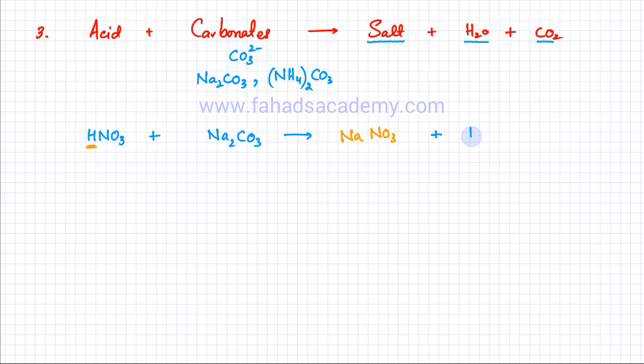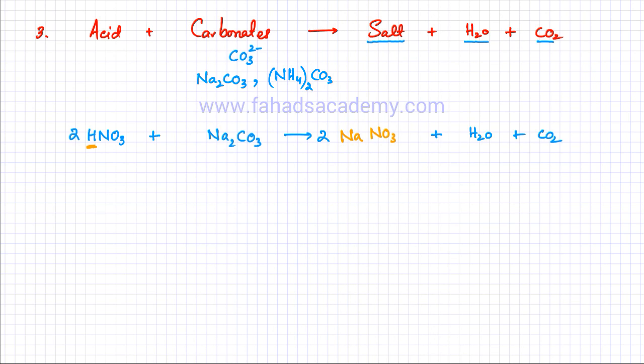So H2O and CO2 are going to be produced along with this salt. Now there are two sodiums in sodium carbonate, so there should be two molecules of sodium nitrate, which means that there should be two nitric acids, and the rest of the equation looks pretty much balanced. So that's your reaction of a normal acid reacting with a carbonate.